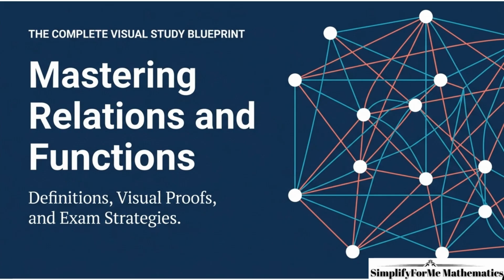In this chapter, our goal is not just to learn definitions, but to truly master the concepts. We will understand what relations are, how to represent them, and how functions are formed from them. Visual proofs and diagrams will help you see patterns clearly, instead of memorizing blindly. We will also connect concepts logically, so each idea builds on the previous one.